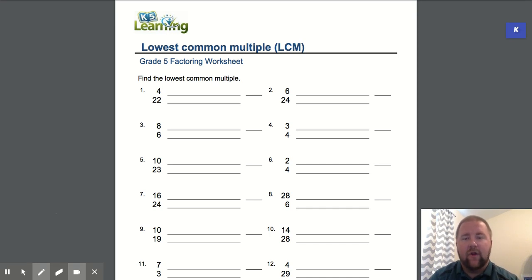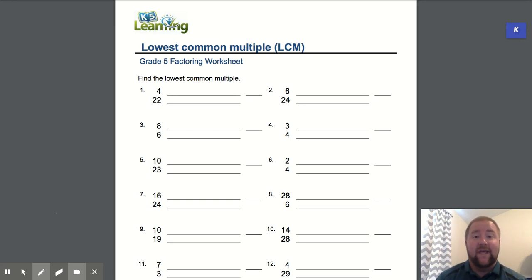Today we're going to be learning about the least common multiple, also known as the lowest common multiple. Before we even start talking about least common multiple, also called LCM, we want to make sure we understand what a multiple is.